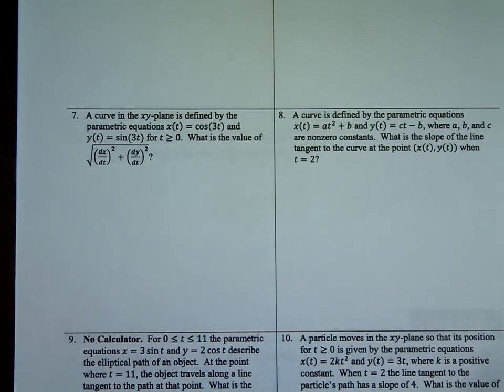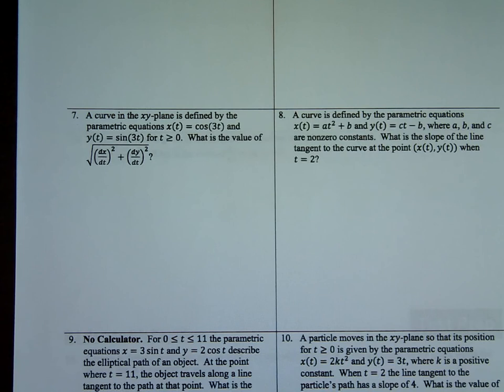This again brings about an interesting little kink in the armor, the ones I pick. So number 7 says a curve in the xy plane is defined by the parametric equations x is cosine of 3t, y is sine of 3t. What's the value of the square root of dx over dt squared plus dy over dt squared?